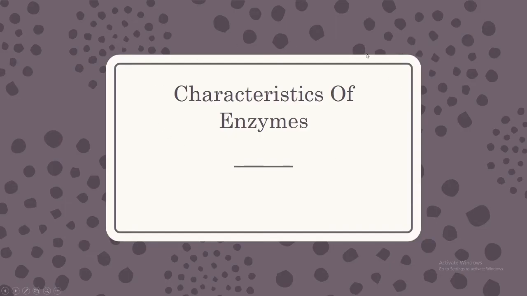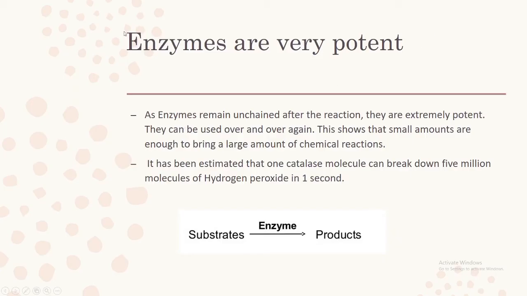Now characteristics of enzymes, this is a huge subtopic. Enzymes are very potent. Now what is potent? Potent means an enzyme remains unchanged after the reaction. They are extremely potent, which means when an enzyme catalyzes a reaction, it does not change its chemical composition, which means it can be used over and over again. This shows us that small amounts are enough to bring a large amount of chemical reaction. It has been estimated that one catalase molecule can break down 5 million molecules of hydrogen peroxide in 1 second.